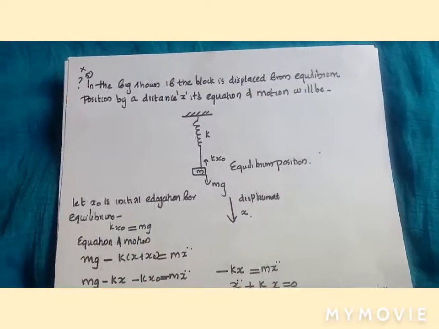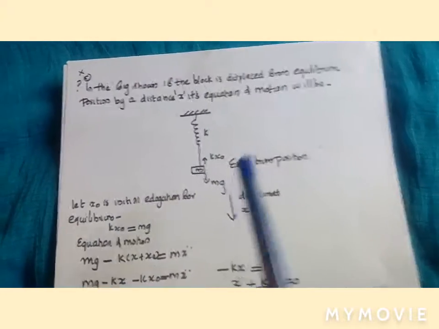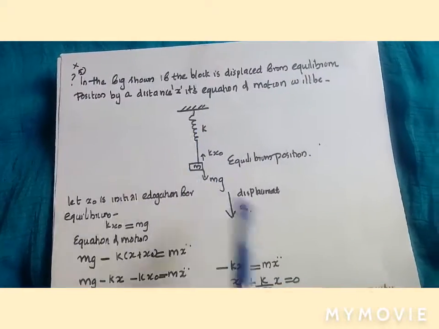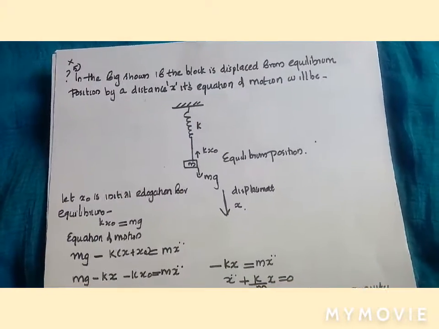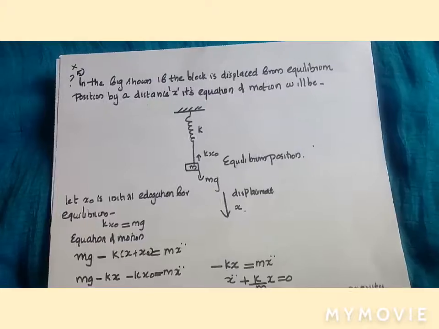In the next question, the figure shows that the block is displaced from the equilibrium position by a distance x. Its equation of motion will be.